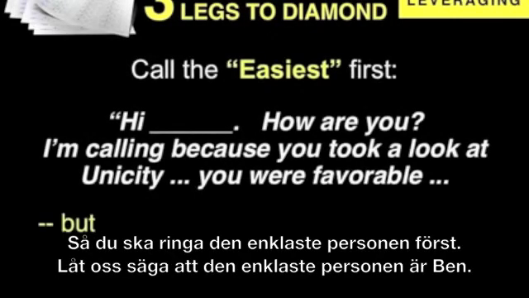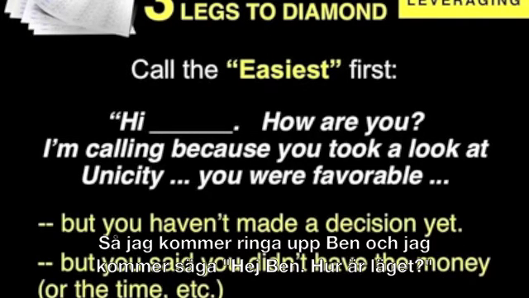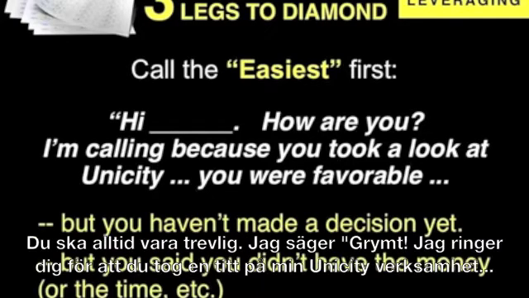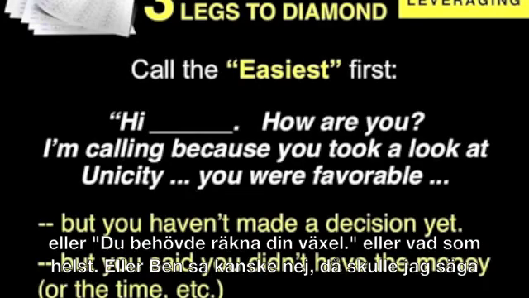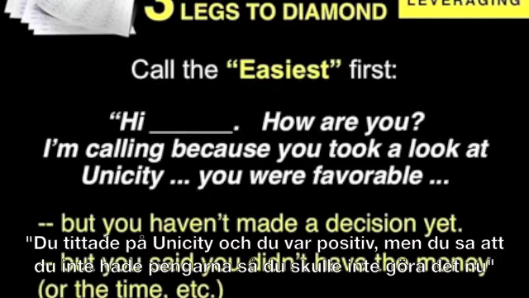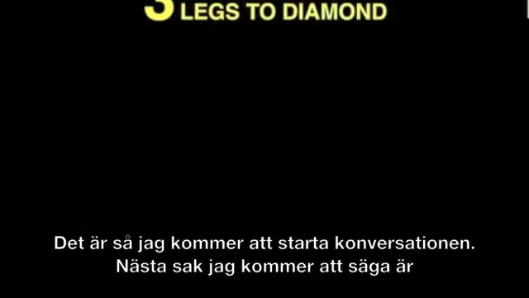So you're going to call the easiest person first. And let's say that the easiest person is Ben, right? So I'm going to call up Ben, Jim, and I'm going to say, hey, Ben, how you doing? Right? Because you're going to always be cordial. I say, great. Hey, Ben, I'm calling you because you took a look at my Unicity business, and you were very favorable. But you didn't make a decision yet. You said you were going off to think about it. You were going off to count your change or whatever. Or maybe Ben said no. So then I would say, you took a look at Unicity and you were favorable, but you said you didn't have the money, so you weren't going to do it now, or you said you felt like you had too much on your plate, whatever, okay? So that's how I'm going to start the conversation, Jim.